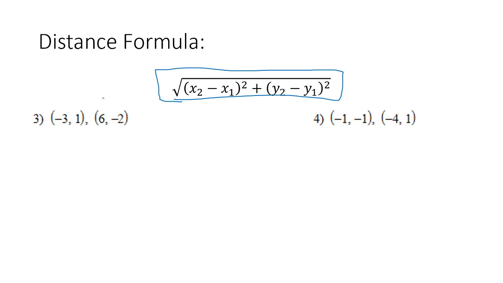And the other thing is to make sure that your second point stays your second point and your first point stays the first point. So using this formula, if we say that 6, negative 2 is our second point here, we have to make sure we use 6, negative 2 as our second point over here.